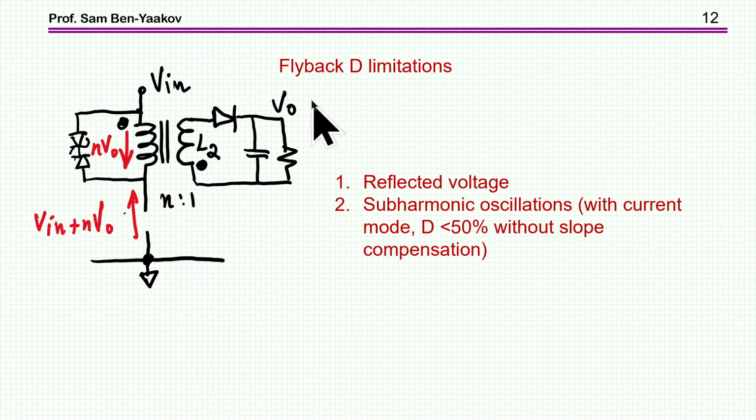Now, there is another limitation to the duty cycle in the case of the flyback, and that is due to the fact that the voltage transfer ratio is a function of D times N. That is the number of turns of the coupled inductor. So if you make D small, you need to have a large N, which means that you are affecting the reflected voltage when the transistor is in the off state.